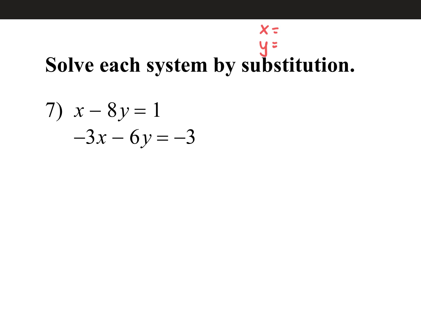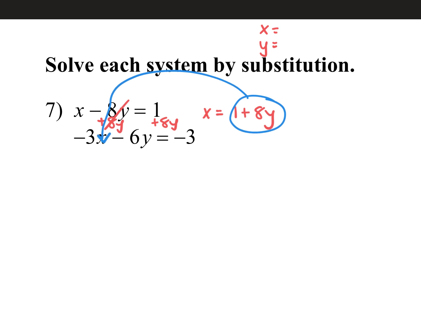So how would we move the y to the other side? Add 8y. So we do the opposite. Since it's being minus 8y, we add 8y. So we have x is equal to 1 plus 8y. Now that x is all by itself, we can substitute that into our other equation. So we're going to take what x is equal to and substitute it into x in the second equation. So negative 3 times 1 plus 8y minus 6y is equal to negative 3.